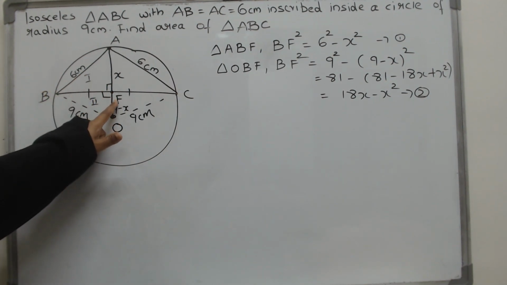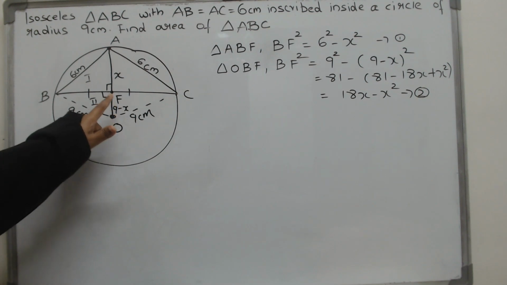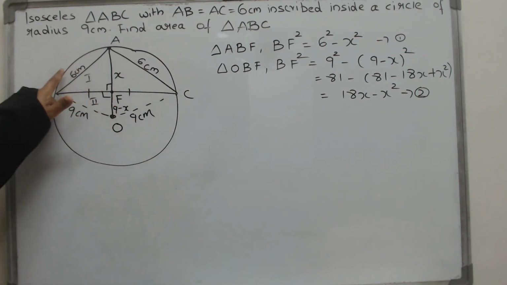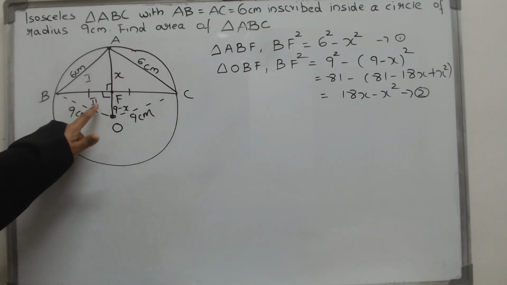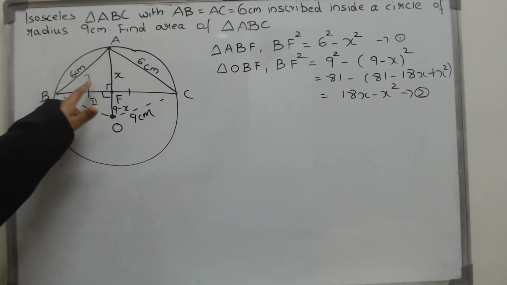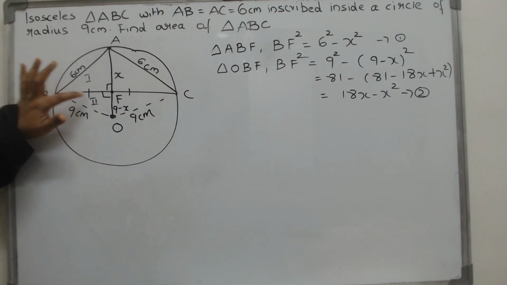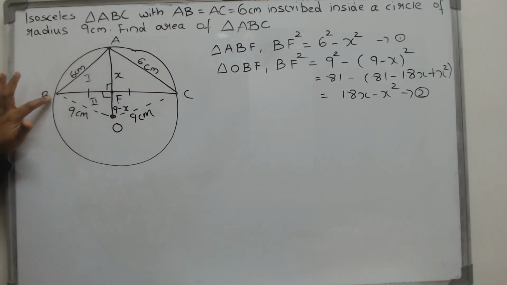So go to the first triangle. What is BF square? Apply the Pythagoras theorem. What is BF square? It is 6 square minus x square. Now come to the second triangle. Again, it is the same quantity. It is the same BF that you see here.